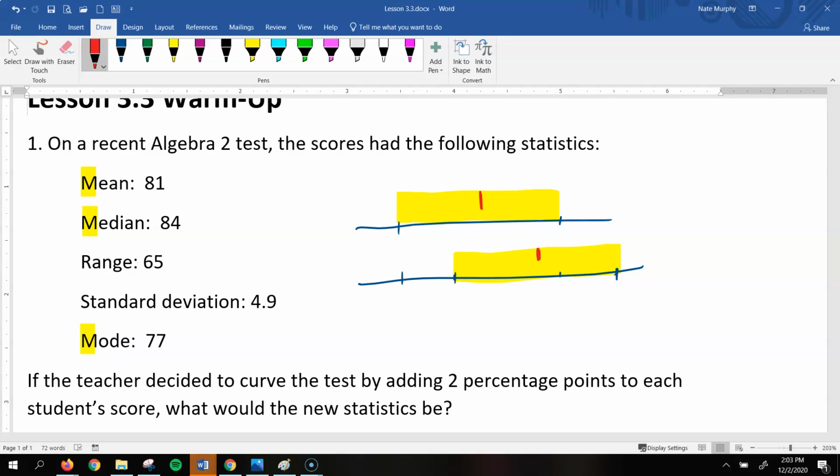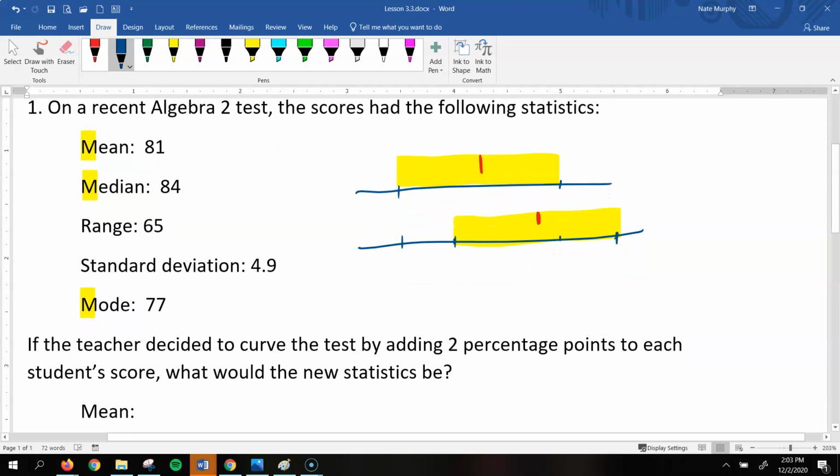Okay, so the range and the measure of spread is just dealing with how long it is, and that's not going to change when we add a number to a set of data. The only thing that's going to change is that measure of center, which in this case is represented by the mean, the median, and the mode. So that's just a long explanation to say that we're going to add 2 to each of those 3 values, but the range and standard deviation are going to stay the same.